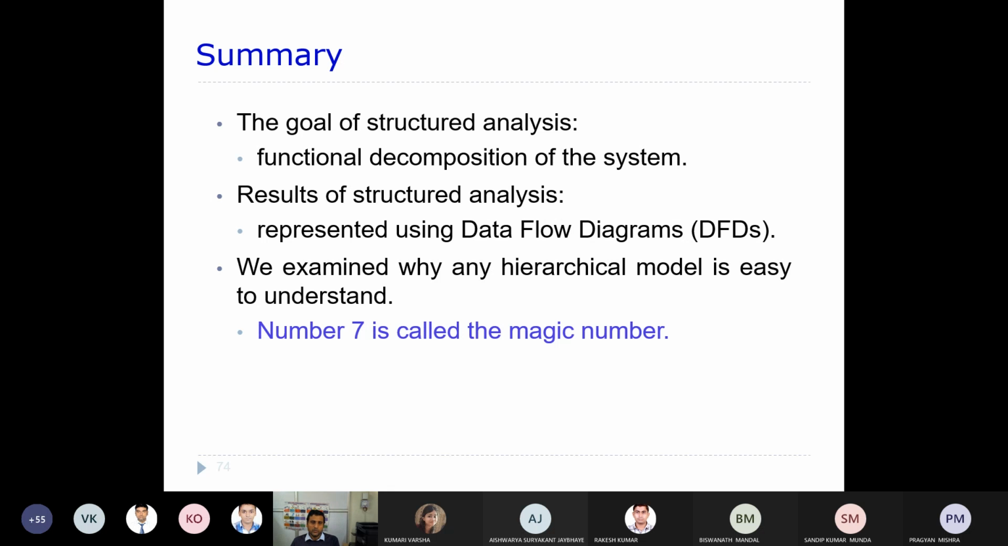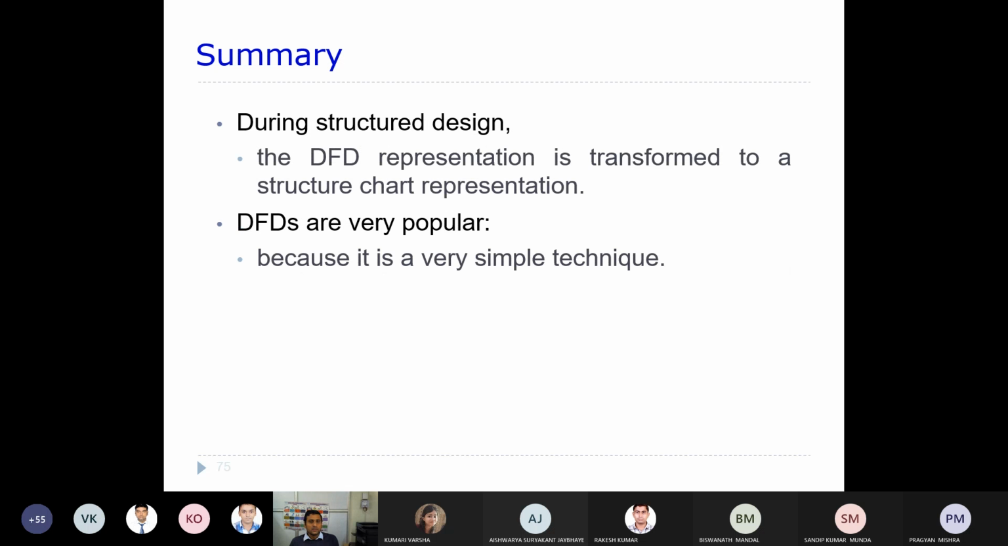You have seen that the data flow diagram actually uses a hierarchical model. That is what you have seen, right? So you have seen some sort of decomposition at different levels. As part of structured design, the DFD that you have seen as part of structured analysis will be converted into a structure chart.